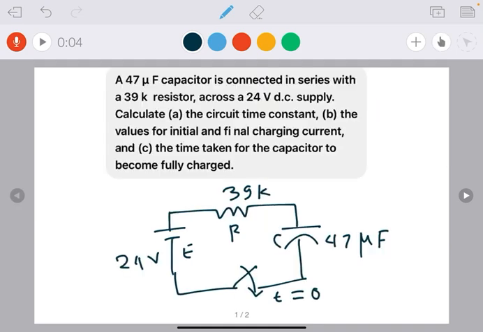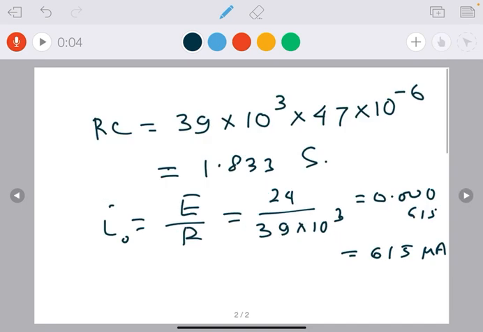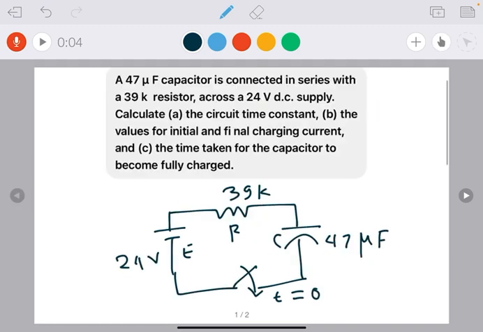And then final current is, of course, when the capacitor becomes an open circuit. So the capacitor is fully charged and that's an open circuit. The final current, let's call it I final, will be 0. That's always the case for a DC circuit. When the capacitor is fully charged, it doesn't allow any more current to flow through it. So the current becomes 0. But the initial current is decided by the connecting series resistance and the applied voltage source.